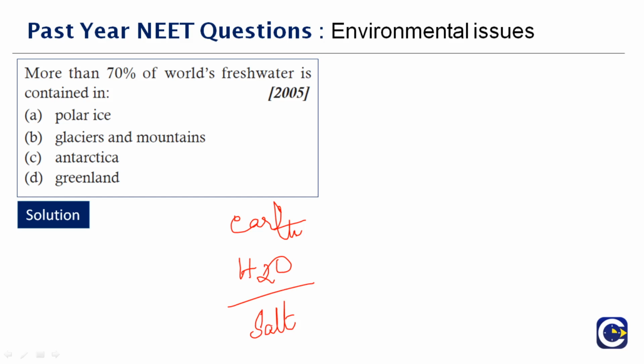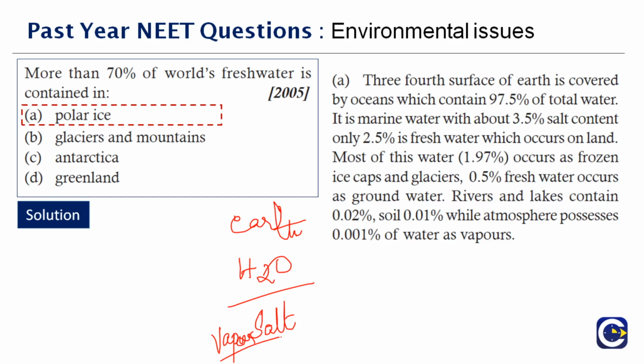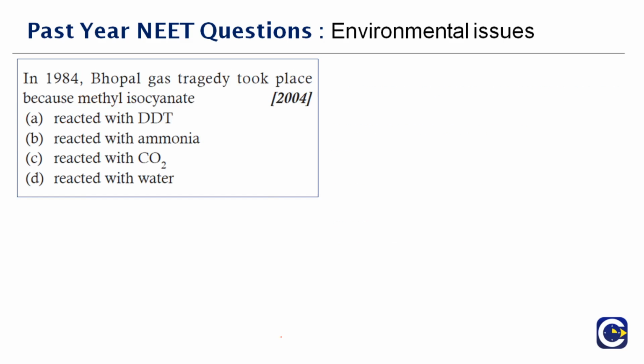Okay, rivers and lakes contain about 0.02%, soil 0.1%, while the atmosphere possesses about 0.001% of water in the form of vapor. But predominantly where do you find this fresh water? It is polar ice, and you see negligible amounts in the rest of the sources. Next question here.